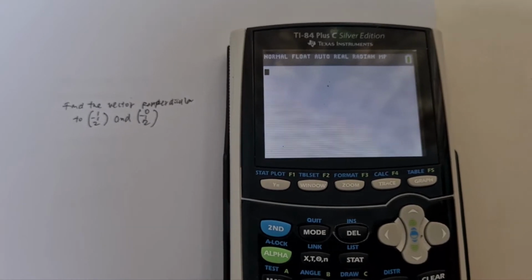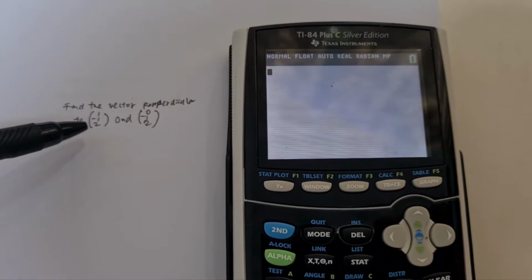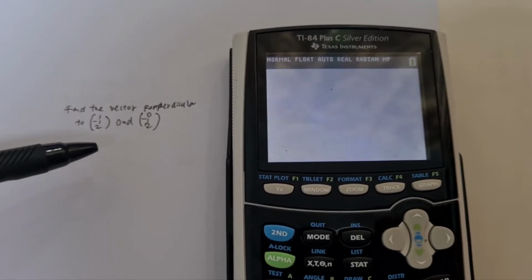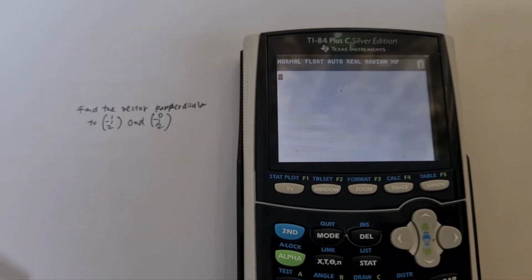In this video I will show you how to find the vector perpendicular to two other direction vectors using the TI-84 Plus C Silver Edition graphics calculator.